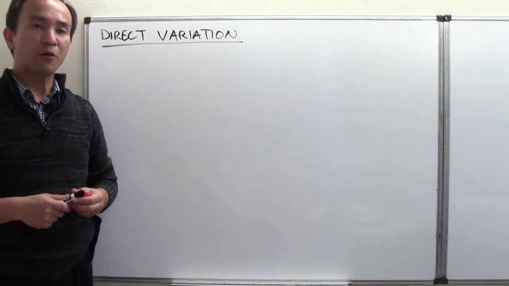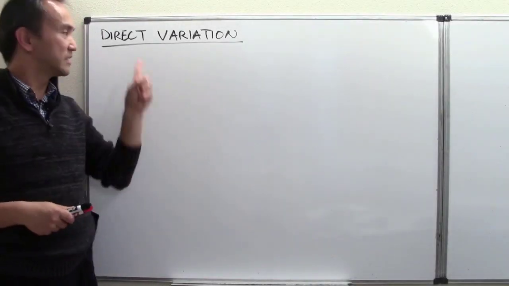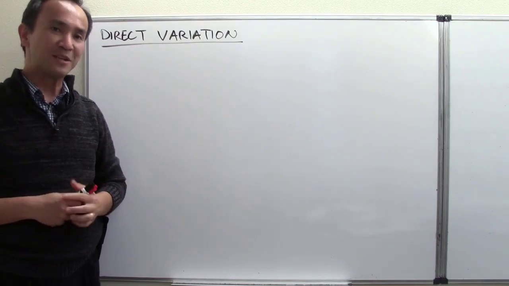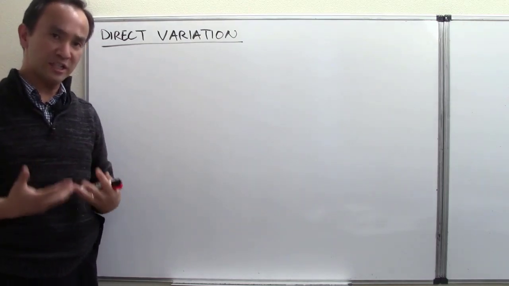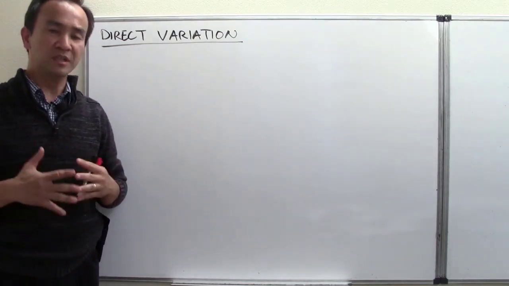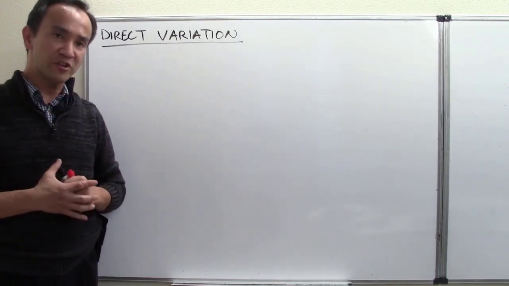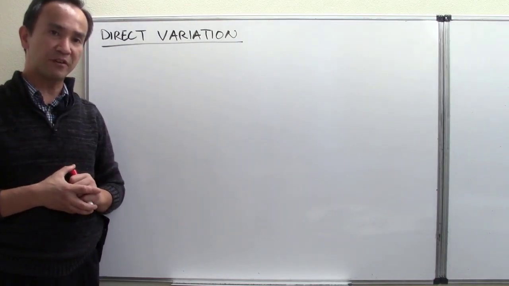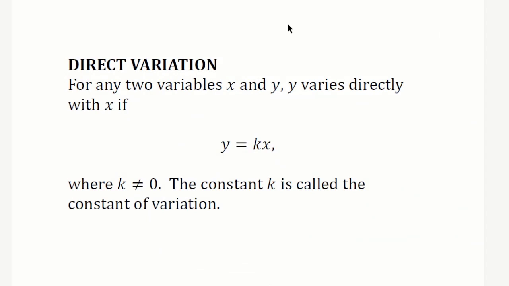Alright, so in this video lesson, let's learn how we can work with direct variation. The idea here is quite straightforward. Now allow me to bring in the formal definition of what is meant by direct variation. On my computer screen right here, this is the definition, and this is how we understand what direct variation means.